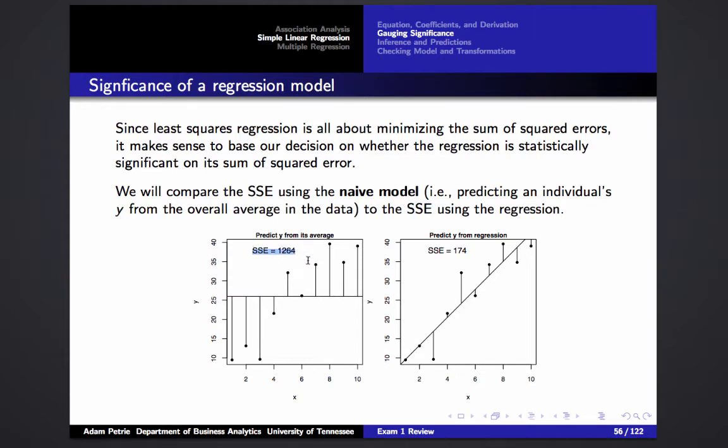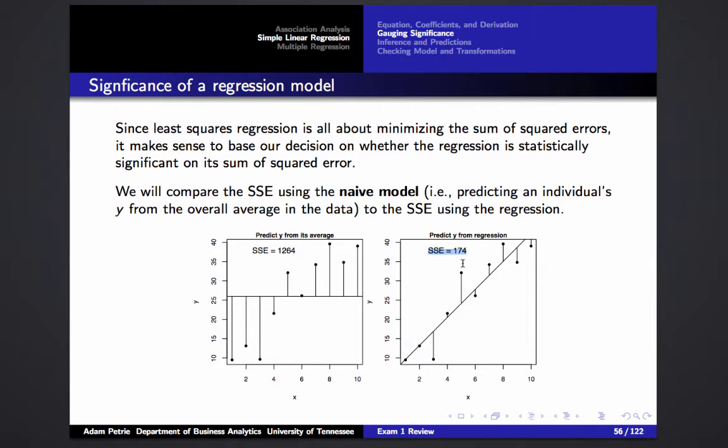All right, well, what if we use the regression to predict y instead? So when we find the least squares regression equation, now we can look at the error that the model makes for each point, basically how far away each point is from the line. We can square that error, sum that up over all individuals, and it turns out we get a sum of squared errors of 174.